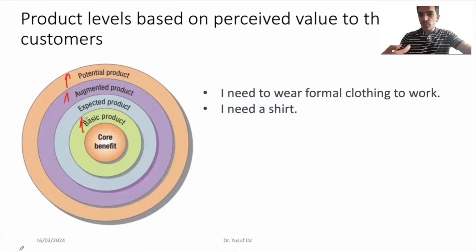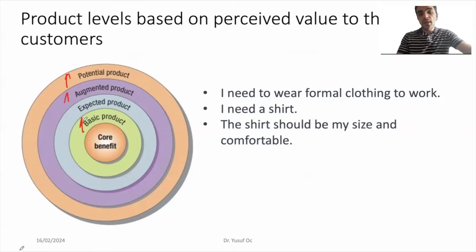Okay, so that's the basic product when you want to wear something. But the expected product now brings in some other considerations. It says the shirt should be my size and comfortable. You don't want to wear a saggy shirt. So you want a shirt in your size, and it should be comfortable. Maybe the material quality should be good enough because you are going to wear it all day long.